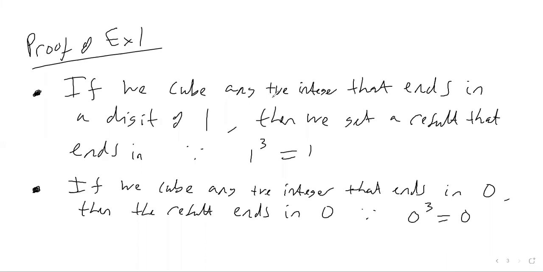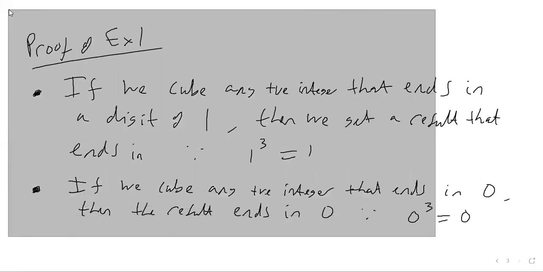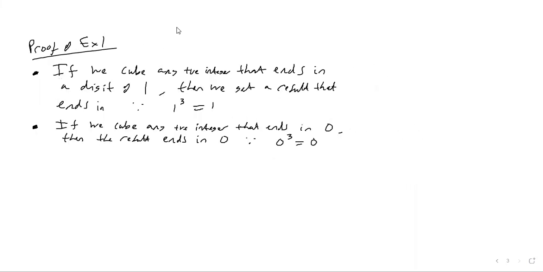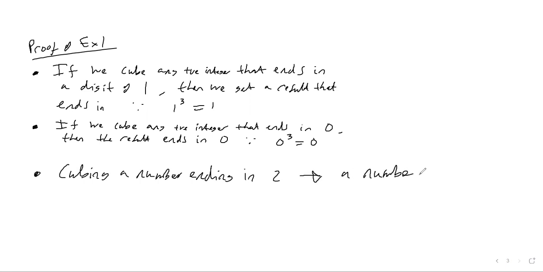So we can apply the same arguments for the next digits, 2, 3, and 4. Again, the same process. Cubing a number ending in 2 is going to give us a number ending in 8. And again, that's because 2 cubed equals 8.